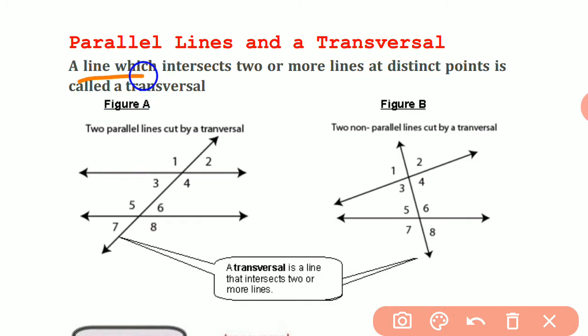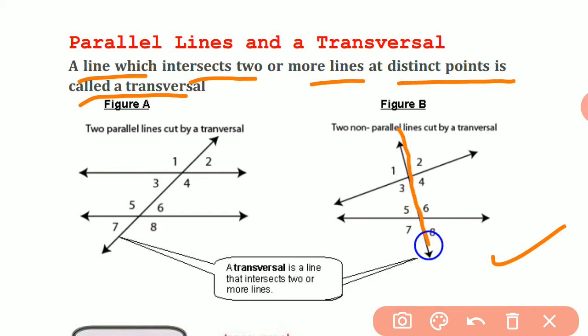line: a line which intersects two or more lines at distinct points is called a transversal. In this figure, this line is the transversal line. This line cuts the two lines at distinct points, here and here, two or more lines, so the line is known as a transversal. So this line is the transversal.